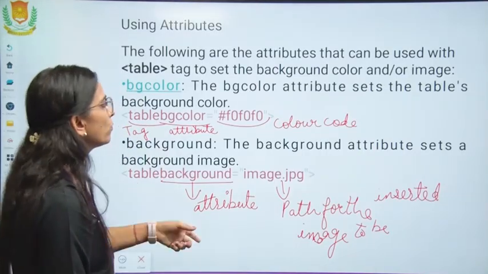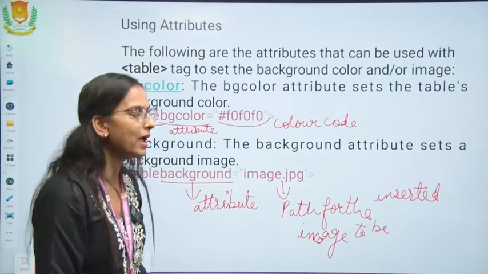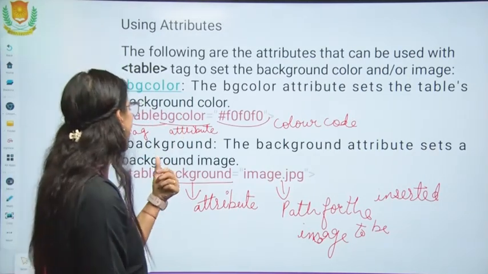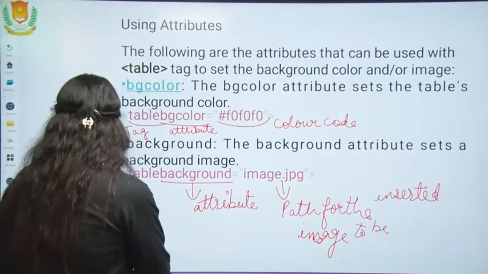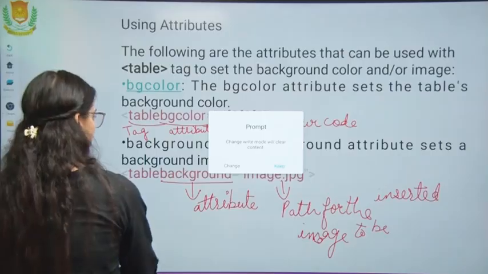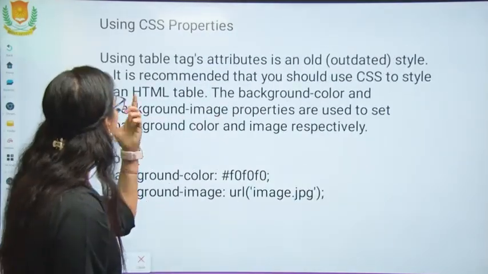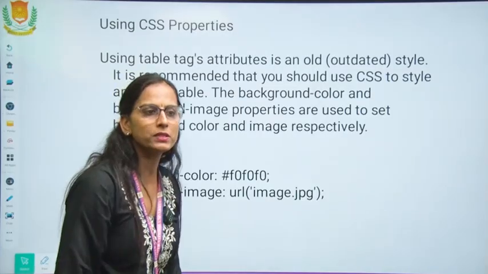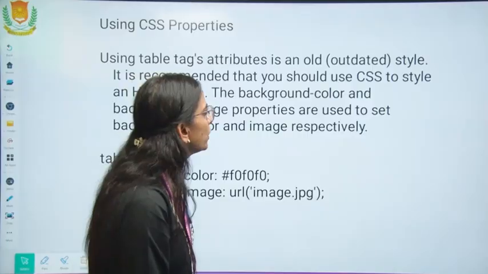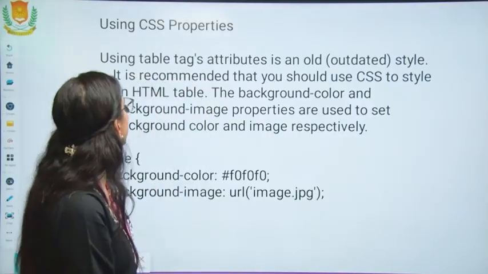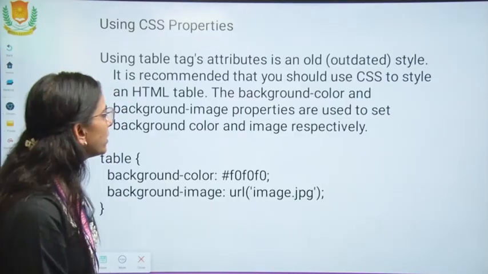Okay, so these two properties are there. You can use these properties with the table tag. So background color and background image, you can use any one of them. Now, how can you do it with the CSS properties? Using the table tag's attribute is the old outdated style. It is recommended that you should use CSS to style an HTML table.